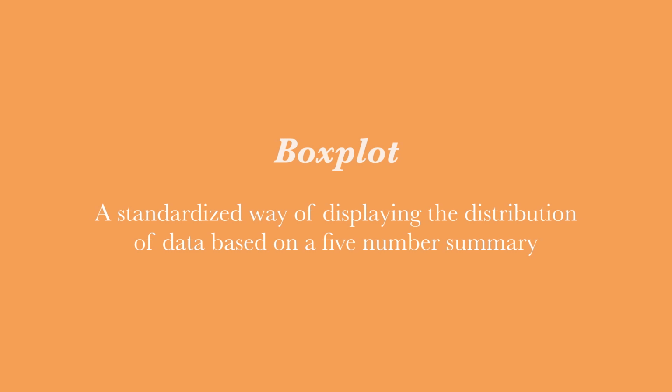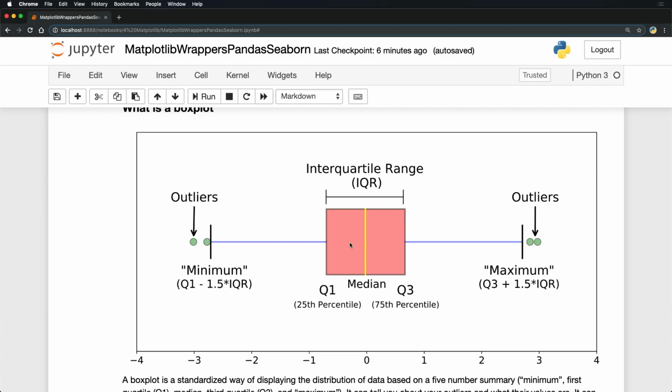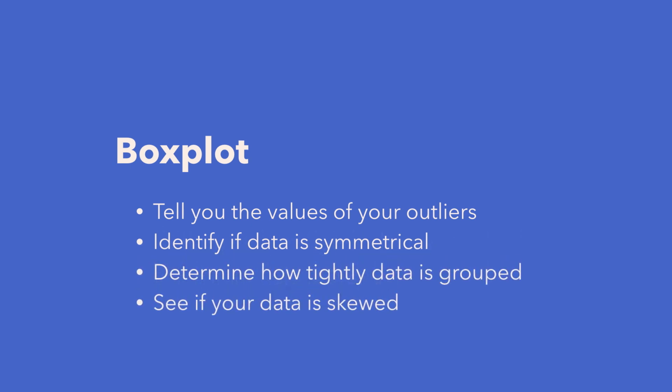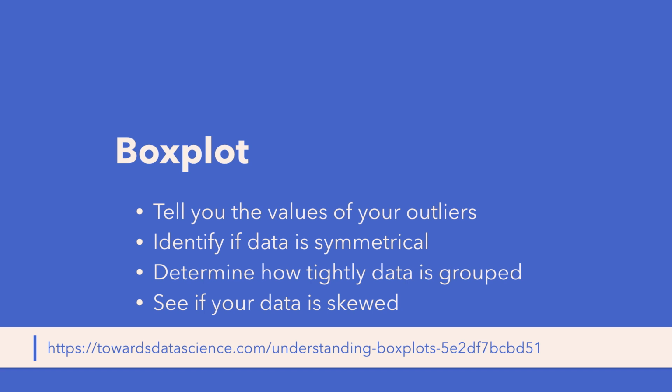But first, we have to know what a boxplot is. A boxplot is a standardized way of displaying the distribution of data based on a 5-number summary: the quote-unquote minimum, the first quartile, the median, the third quartile, and the maximum. A boxplot can tell you about your outliers and what their values are. It can also tell you if your data is symmetrical, how tightly your data is grouped, and if and how your data is skewed. If you want to learn more about boxplots, you can learn more here.